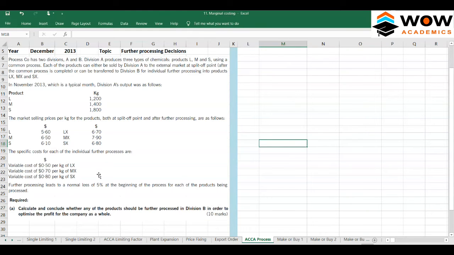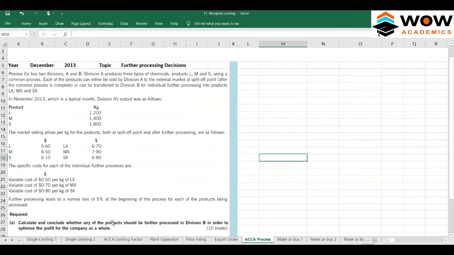We'll start from the required. You can read along with the cursor. Calculate and conclude whether any of the products should be further processed in division B in order to optimize the profit for the company as a whole. So which products can you further process and which should you not process? That is the kind of question they are asking. And let's see the full question.